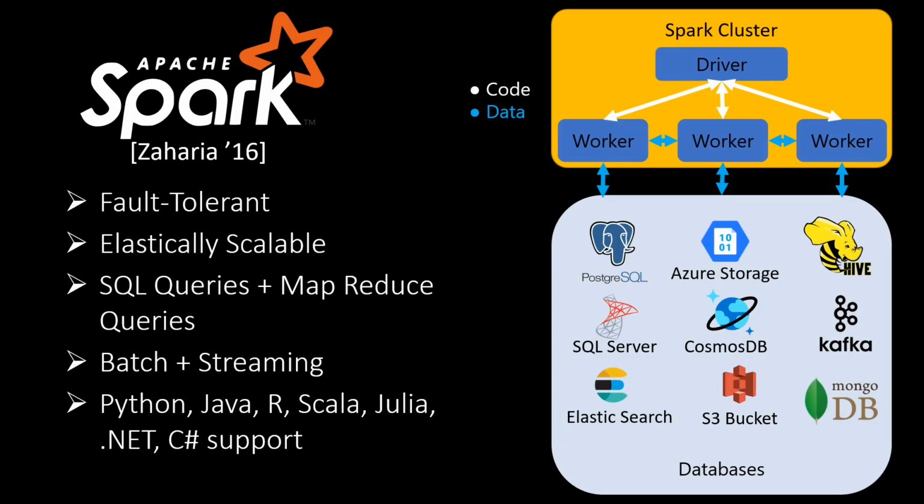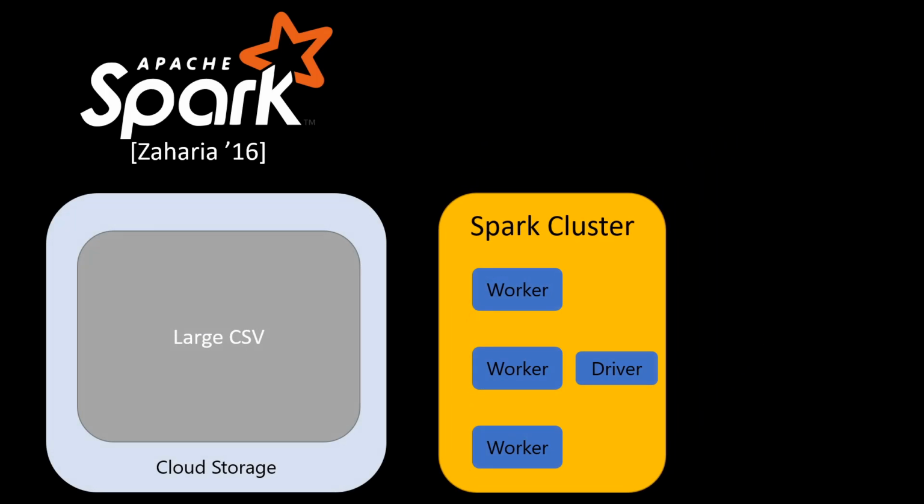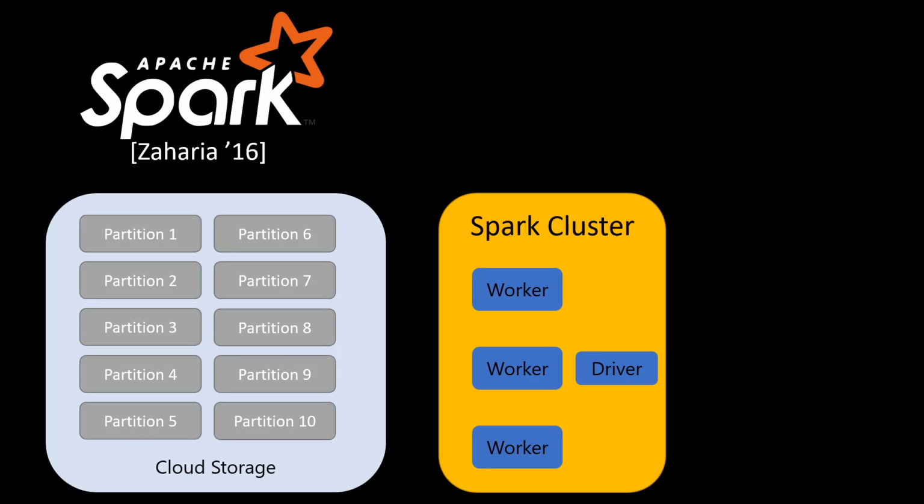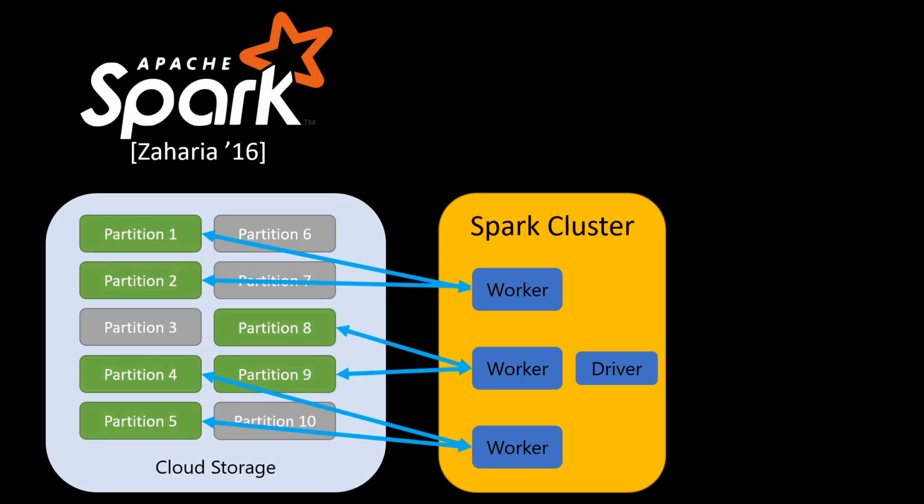Given that our architecture really leverages Spark as one of the workhorses, it's worth taking a little time to understand what Apache Spark does. So here's a very simple scenario. We have a large CSV that's stored in cloud storage. We have a Spark cluster with 3 worker nodes and a driver node. Each one of the workers will split up this CSV into chunks called partitions, which is an atomic unit of work that the Spark cluster can churn through. The workers will then lazily read these partitions as needed in order to perform the computation.